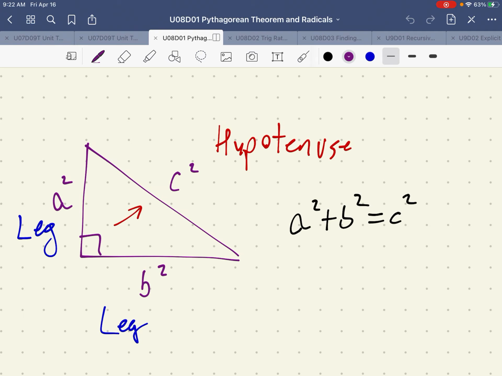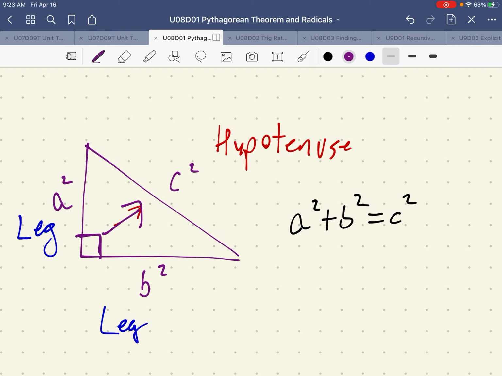So this is a right triangle. You can tell because it has a right angle. A right angle measures 90 degrees. The side across from the right angle is known as the hypotenuse. So if you know where the right angle is, you can identify which side is the hypotenuse. The other two sides are known as legs, and it doesn't matter which leg is which. You can call one leg 1 and one leg 2.